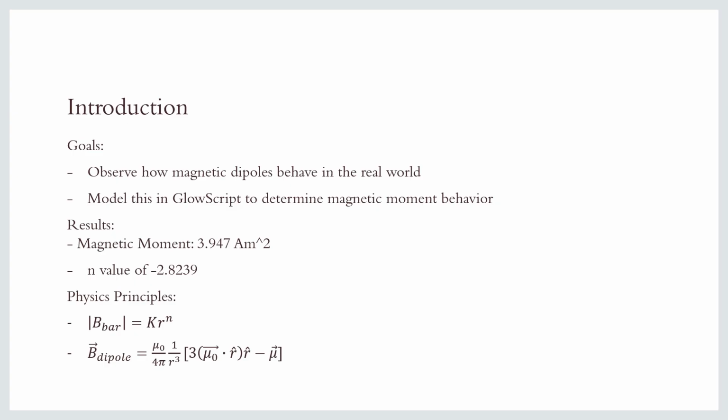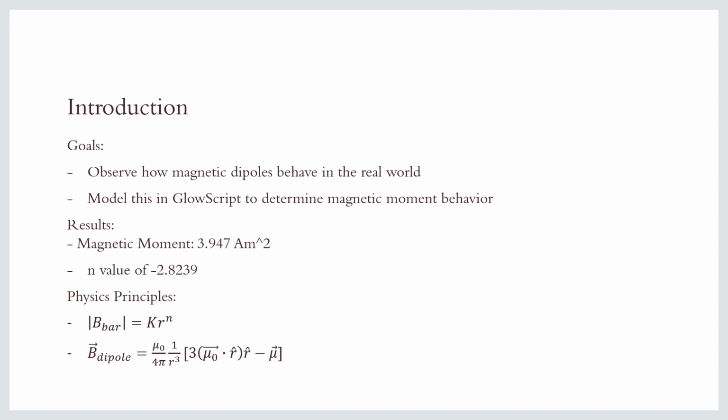So, for an introduction, the goal of this experiment is to observe how magnetic dipoles behave in the real world, and then model this behavior in GlowScript to determine how the magnetic moment is. Then, the results of this experiment were that the magnetic moment of our singular magnet was 3.947 amp meters squared, and the N value we recorded was negative 2.8239.